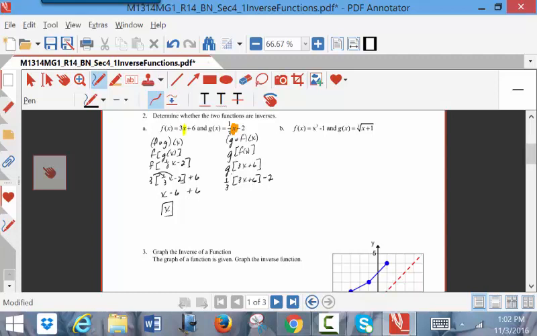Now if I distribute the 1/3, 1/3 times 3x is 1x, 1/3 times 6 is 2, and so x plus 2 minus 2 is x, and so hey, it worked. Both of them equaled x, so it worked. They are inverses of each other. And since they are inverses, we will rename g of x f inverse of x.